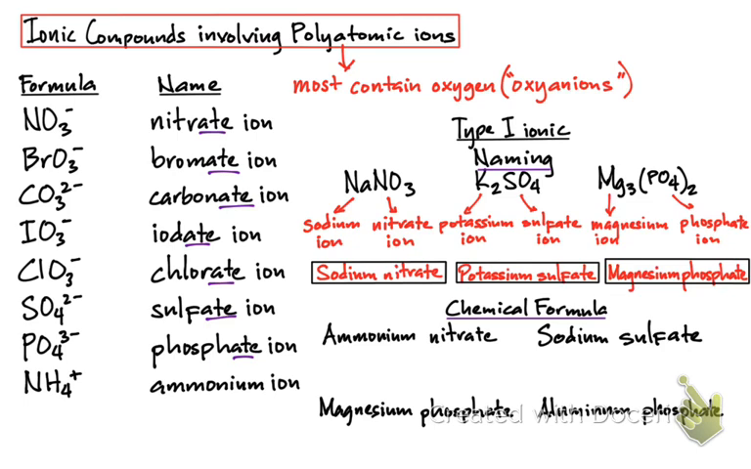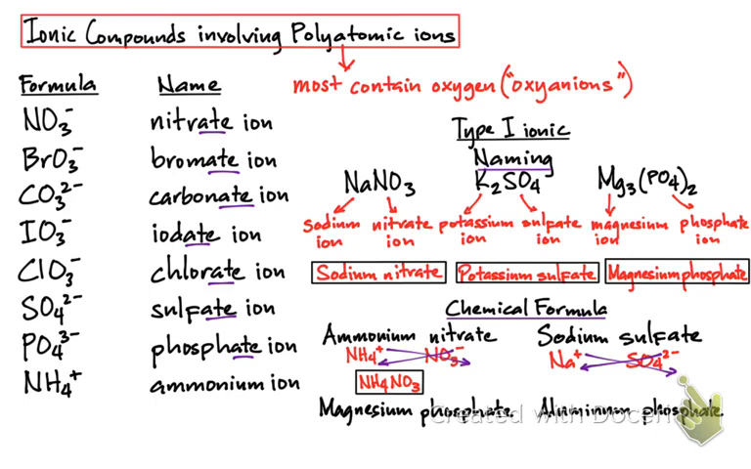So again, to come up with the chemical formula, I highly prefer you use the crisscross method. Okay, so now you have NH4NO3. Okay, sodium sulfate. You have Na plus for sodium and SO4 2 minus for sulfate. So perform the crisscross, and you get Na2SO4.